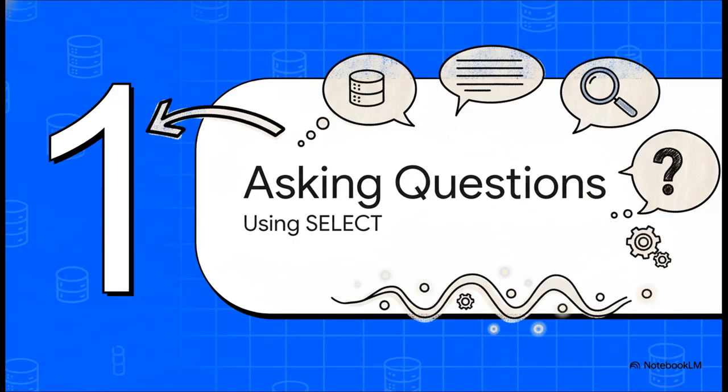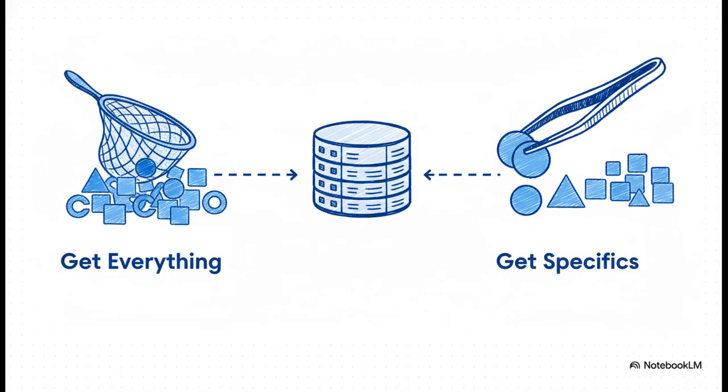So, our journey starts with the most basic, most fundamental command in the entire toolbox, SELECT. This is how we kick off the conversation with our data. Now with SELECT, you've got two main approaches. You can use the asterisk, that little star, to just grab everything from a table. It's like casting a huge net. Or you can be way more surgical and just ask for the specific columns you need. This keeps your results clean, focused, and honestly, a lot faster.